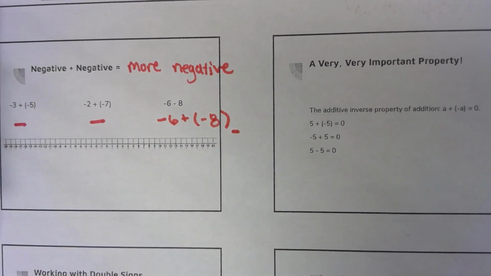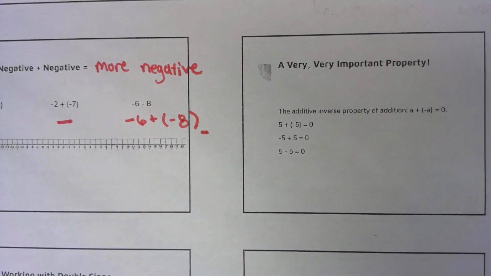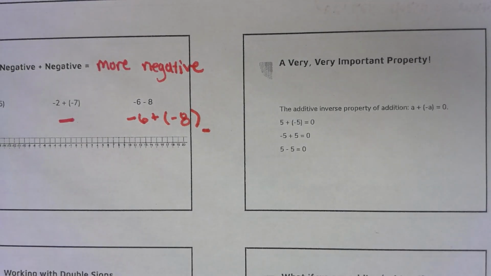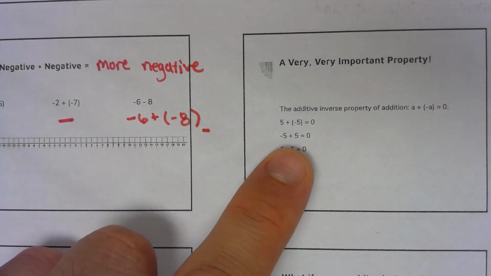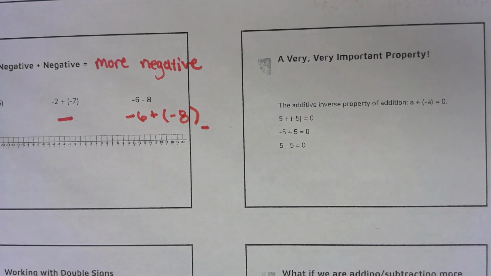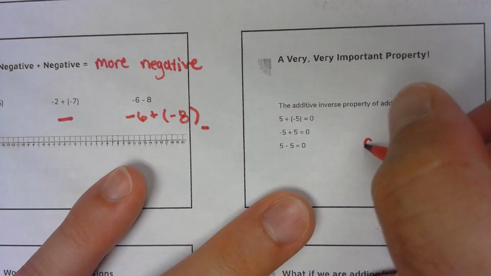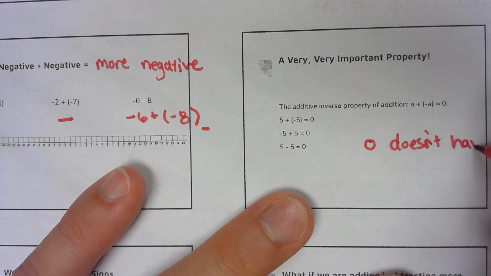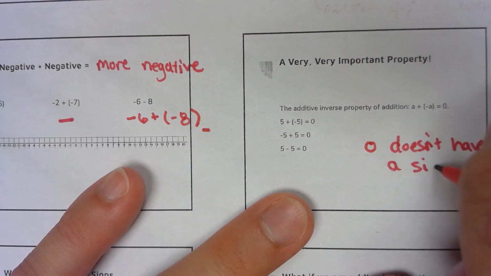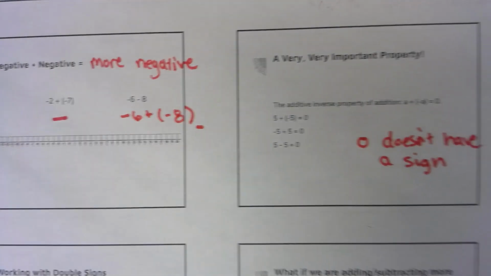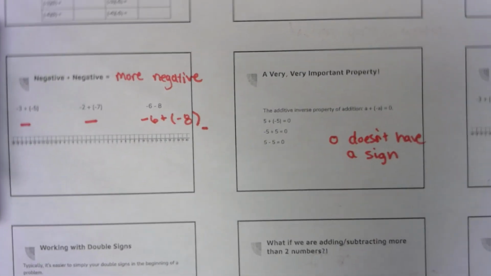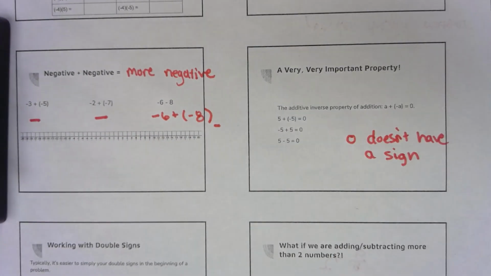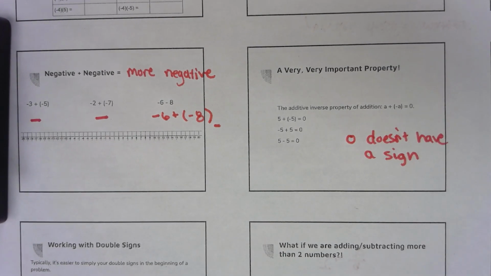All right, really important property, the additive inverse property of addition, meaning equal number now negative, that equals 0. Okay, so 5 plus negative 5, 0. Negative 5 plus 5, 0. 0 does not have a sign. It is neither positive or negative. So you need to explicitly say, when you're determining whether or not it's positive or negative, 0, because it's neither positive or negative.